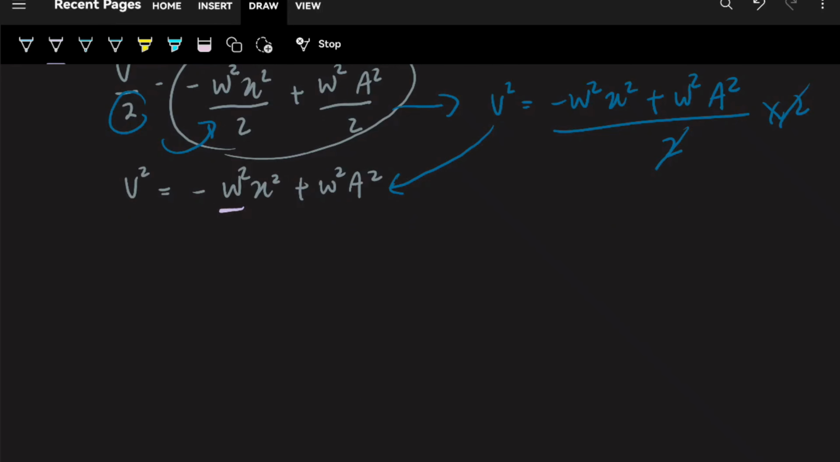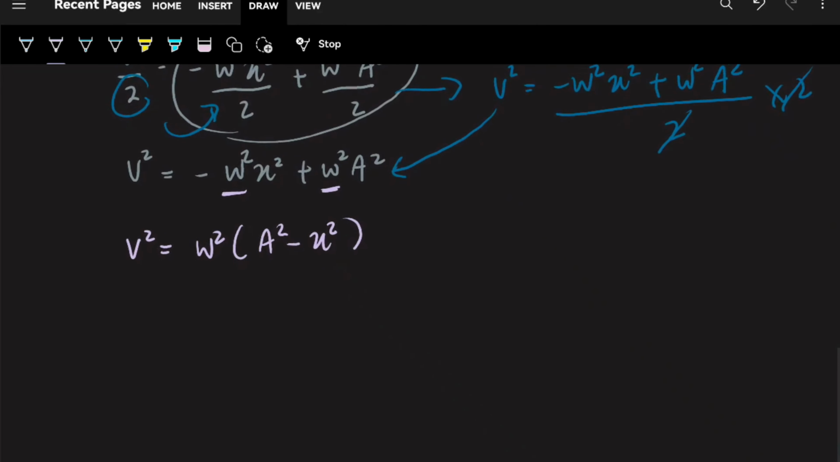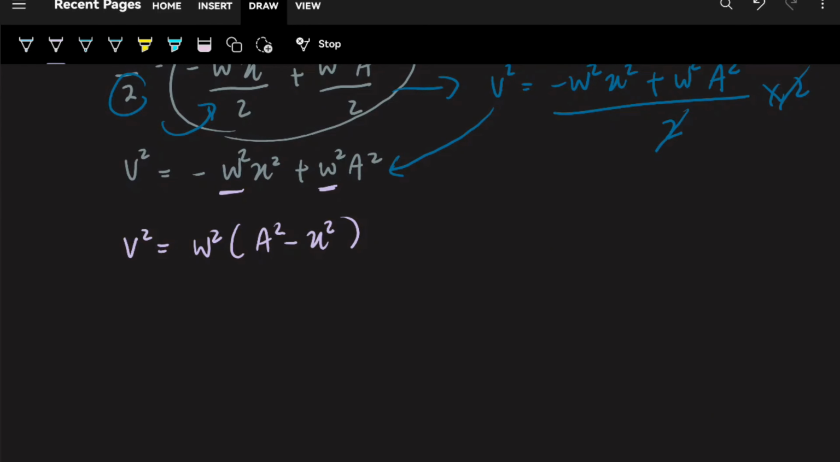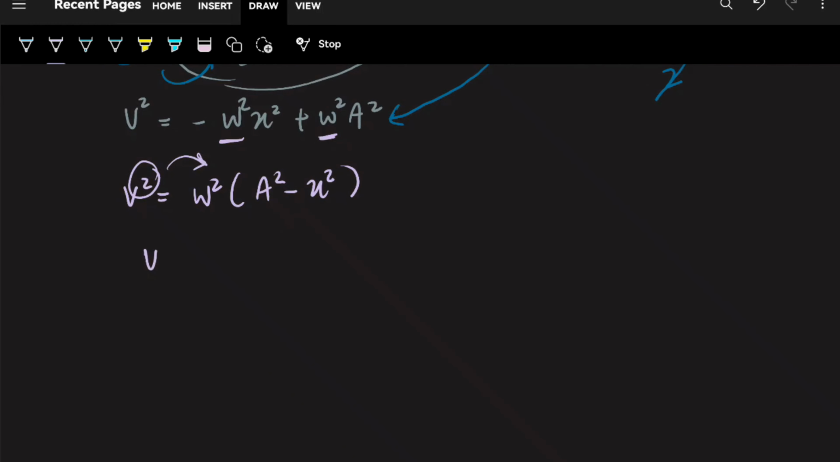So we have a very common term here. So v square equals to omega square times a square minus x square. So I put the positive value in front, and I put a negative x square later on. So then we have this. So what can we do now? We can bring the square to the right. When you do that, mathematically you're going to get a square root. But not just square root, you're going to get plus minus. So v is equivalent to plus minus square root of omega square times a square minus x square.